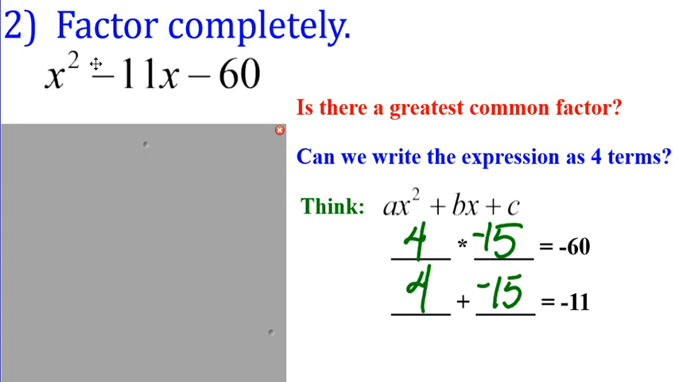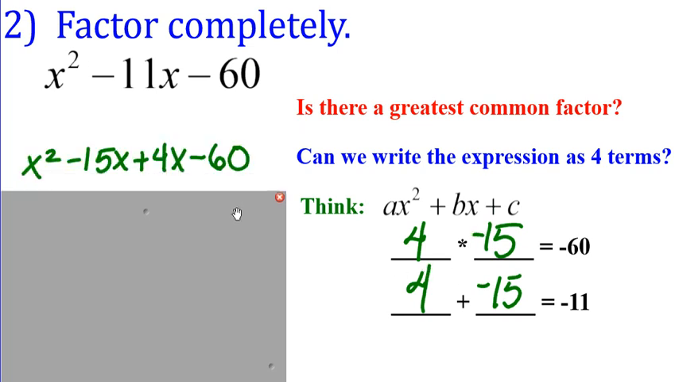So we're going to rewrite this linear term using these two to represent it. So we'll have x squared minus 15x plus 4x minus 60. We have the 4 terms that we needed, so again we will look at it in groups and see what we can divide out. So this first pair, x squared minus 15x, has an x in common. So if I divide that out, that would be x times x minus 15. The second pair, I can divide out a 4 from each, so I'd have 4 times x minus 15.